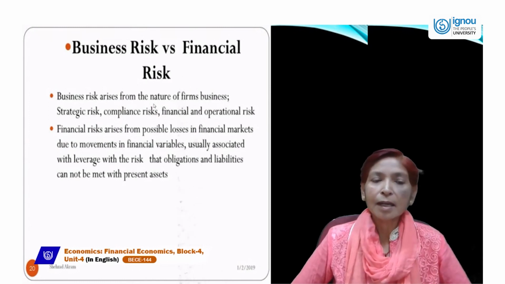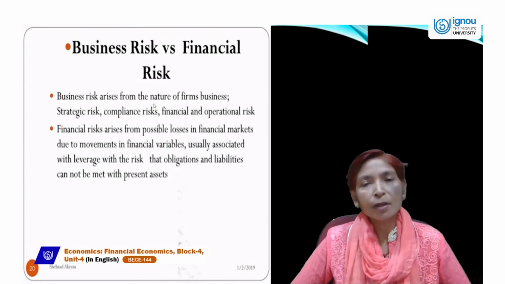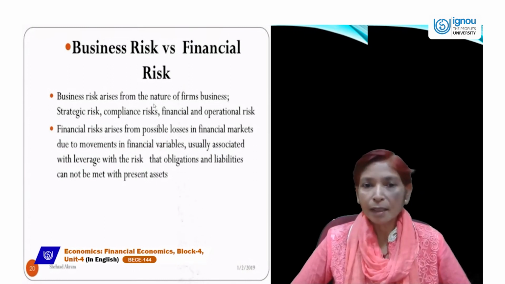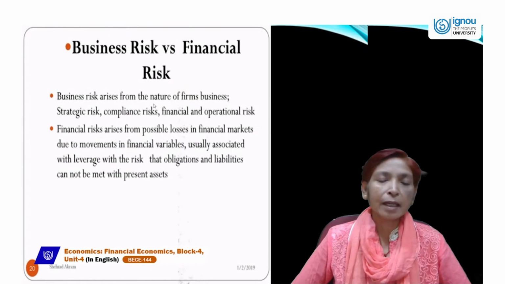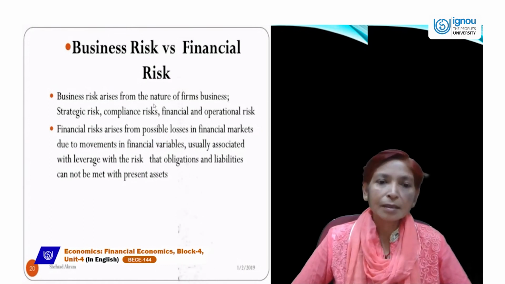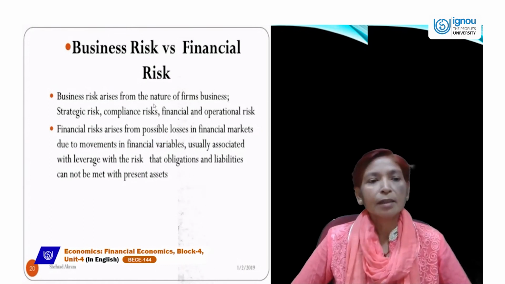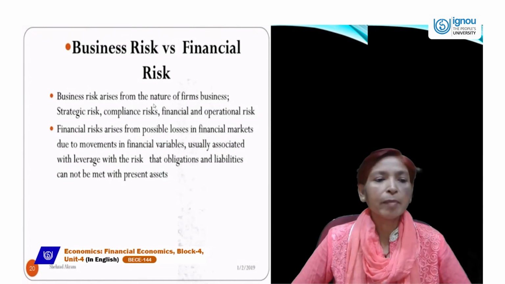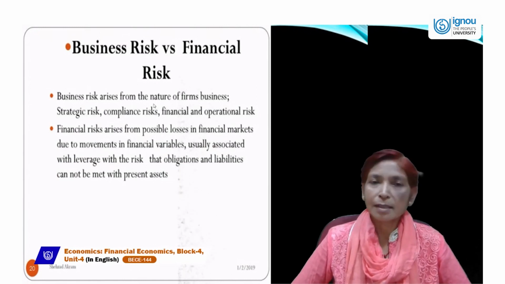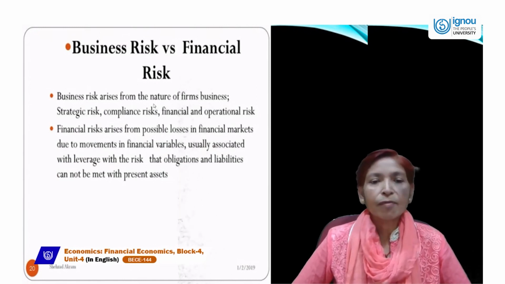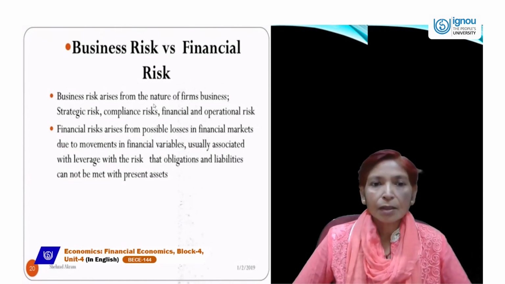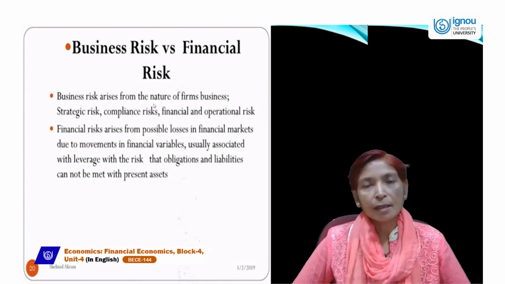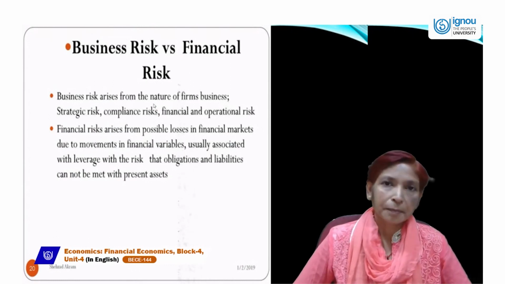And financial risk arises from possible losses in financial markets due to movement in financial variables, usually associated with leverage, with the risk that the obligations and liabilities can't be met with present assets. So financial risk generally arises due to losses in financial markets.